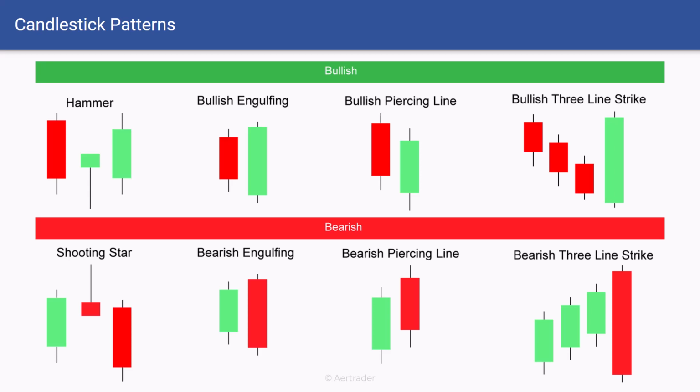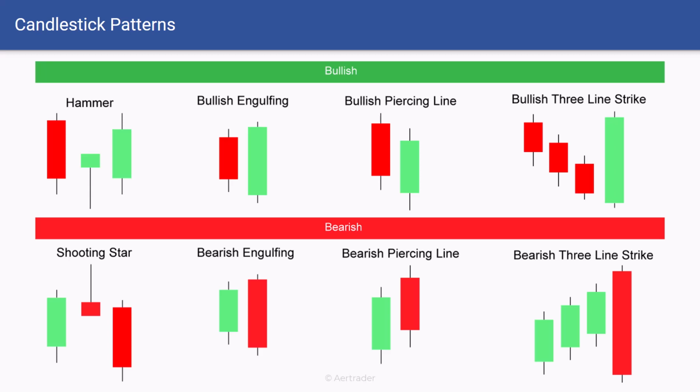The bullish engulfing pattern suggests that the bulls have taken control of the market after a period of selling pressure. The small red candlestick shows that the bears were in control initially, but the larger green candlestick indicates that the bulls have stepped in and taken over.